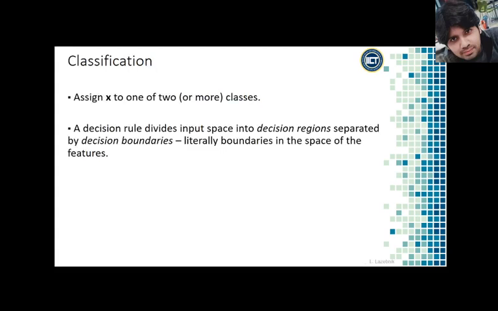Now for classification, what we want to do is assign the feature to one of two or more classes, depending on the number of categorizations we provided in the training set, and a decision rule divides input space into decision regions separated by decision boundaries, literally boundaries in the space of the features.